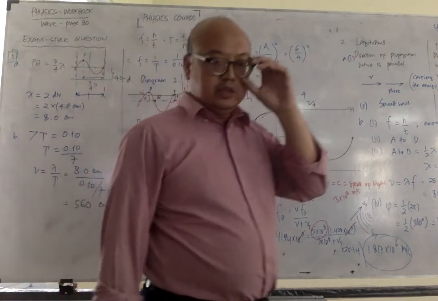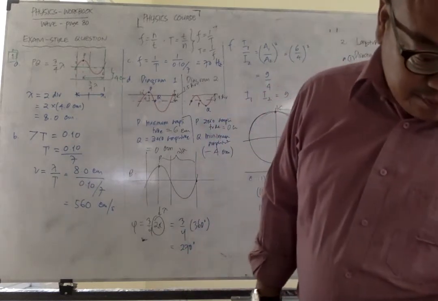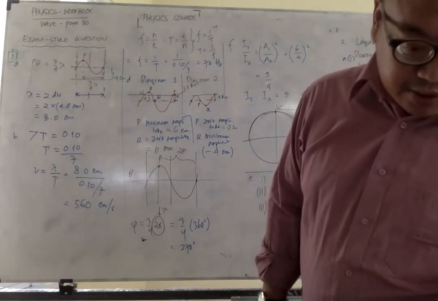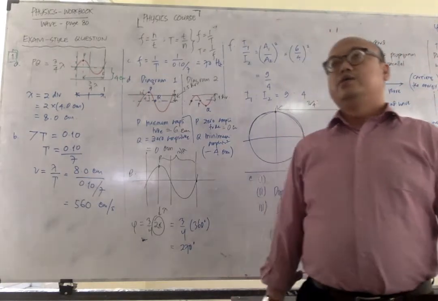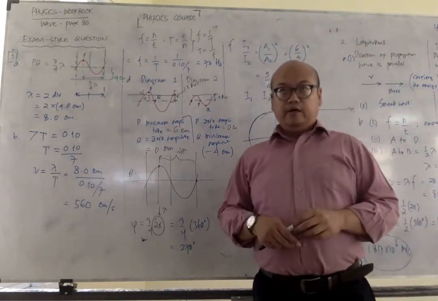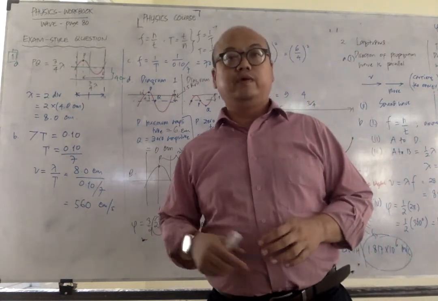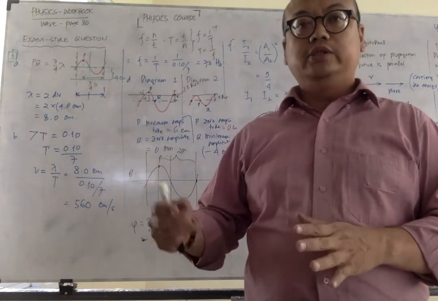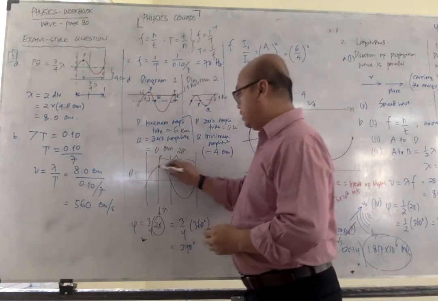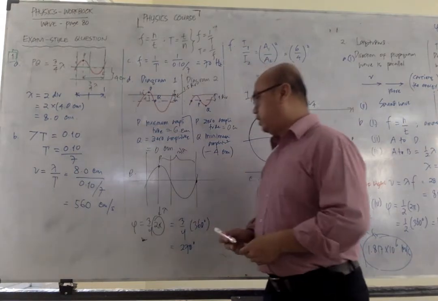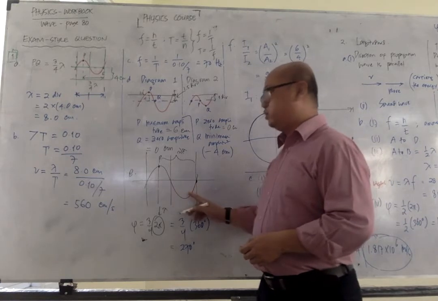Then about the next part, this is about the phase difference. Calculate the phase difference between the oscillations of P and Q. The phase difference is a ratio with one wave. P and Q positions are in here. One wave is one crest and one trough.